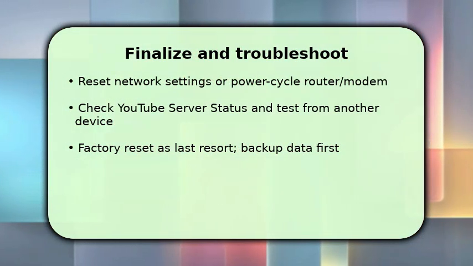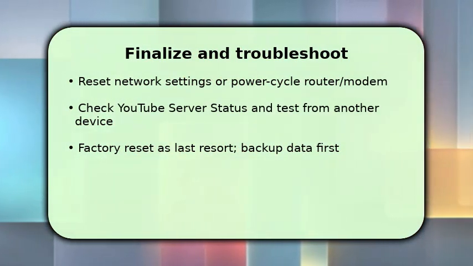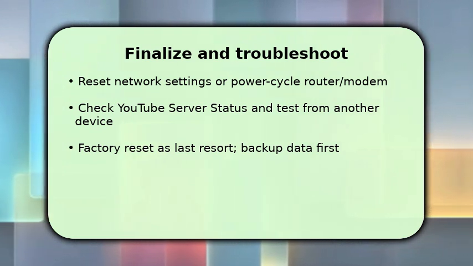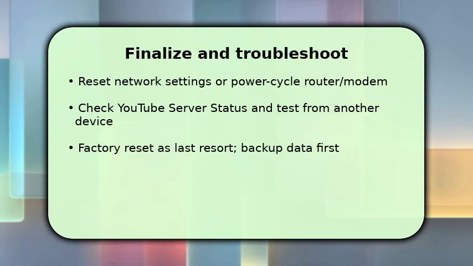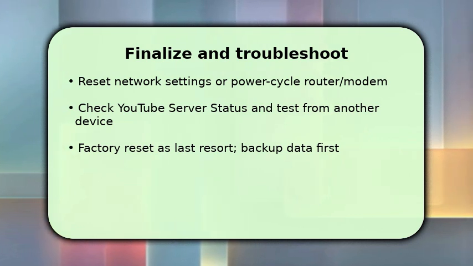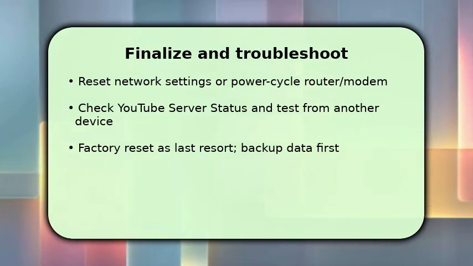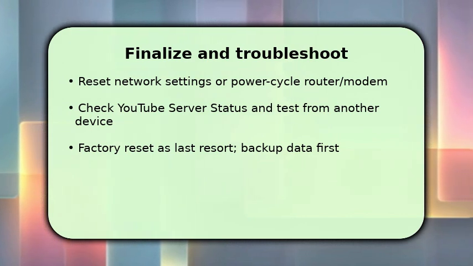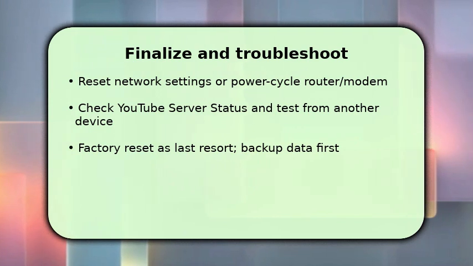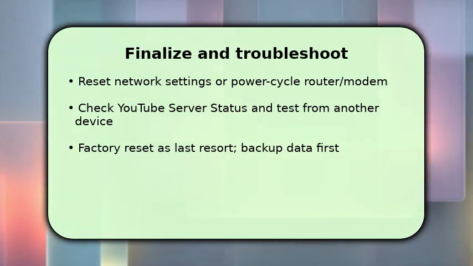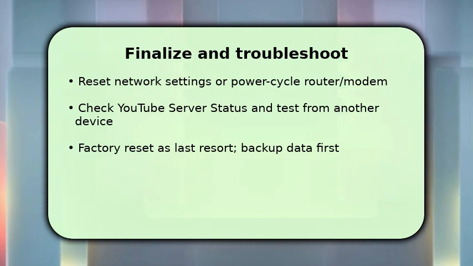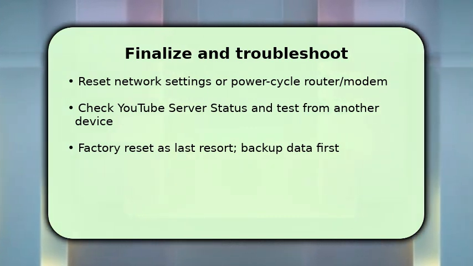To finish, confirm network and external factors so you can restore consistent playback. Power cycle your modem and router, and if problems persist, reset network settings on your device to clear stale configurations. Check YouTube server status indirectly by testing playback on another device or network to see if it's a service outage versus your setup. If nothing fixes it, back up important data and consider a factory reset as a last resort. And if that still fails, contact support with logs and exact error messages for targeted help.